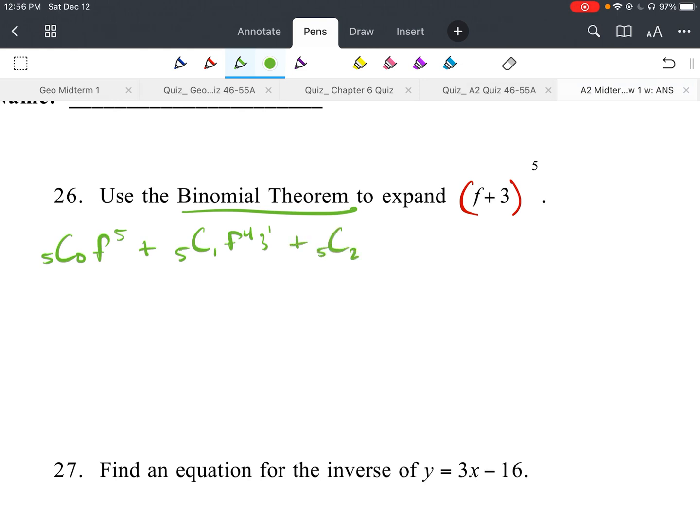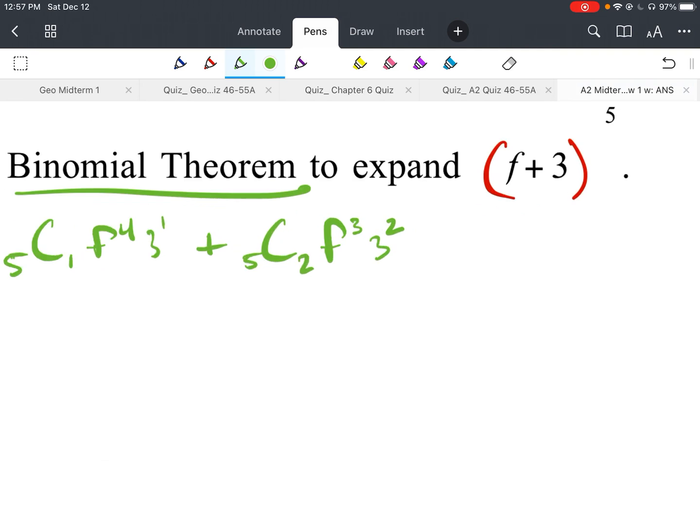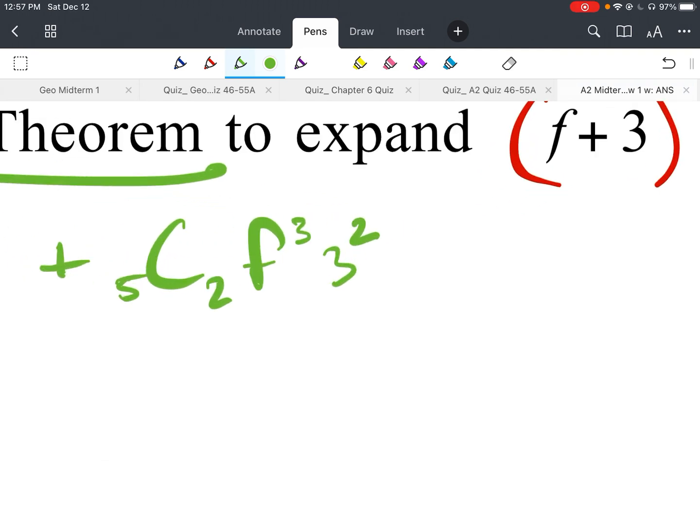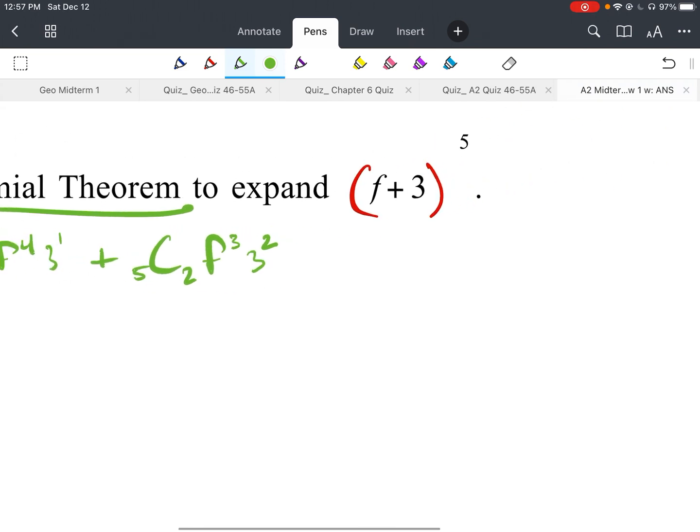5 choose 2, and this would be f to the third power and 3 to the second power. Notice how the 5 choose 2, the 2 is also the exponent of your second one. And the 3 and the 2 always have to add up to the first number, that 5 there. So always adding up to 5.